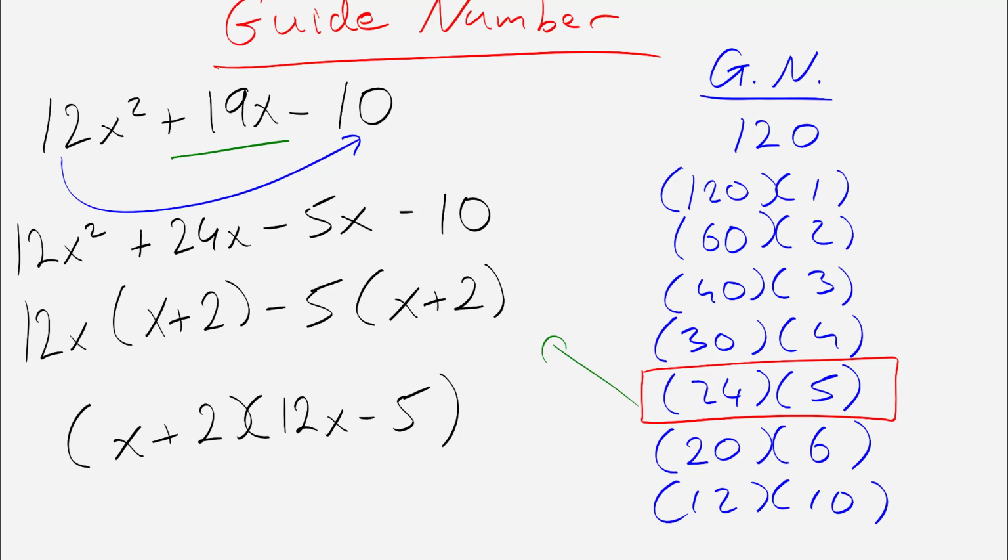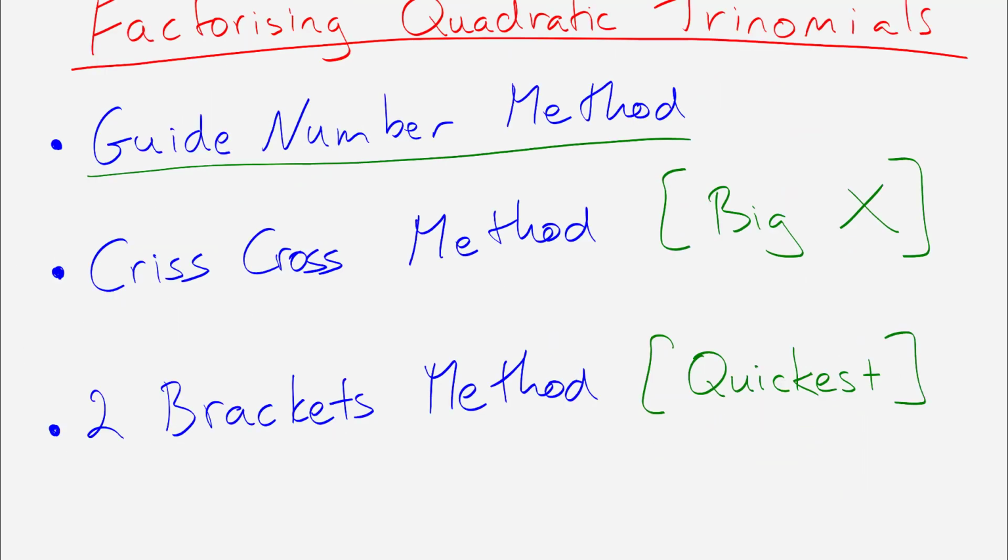So that's our brief introduction to factorizing quadratic trinomials using the guide number method. Now, remember, I said we have three different methods. So I'm going to do the same three questions again now using the crisscross method. You guys at home, you don't need to know all three methods. So if you're happy enough with the guide number method, we can just turn the video off now and start practicing questions. However, if you feel you prefer a different method, let's have a look at the crisscross method.